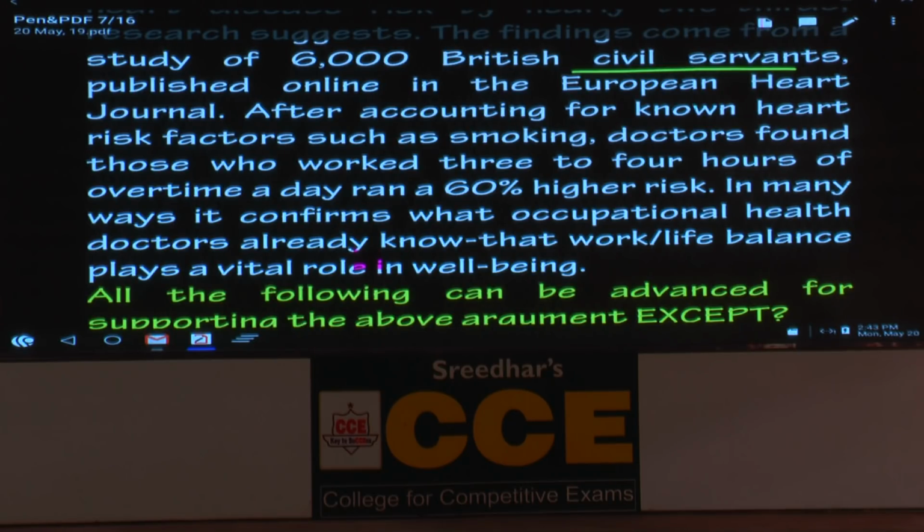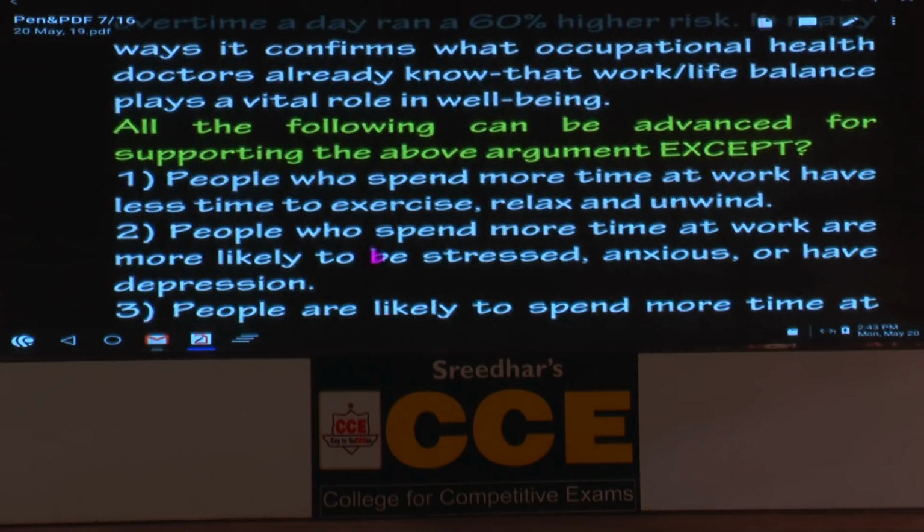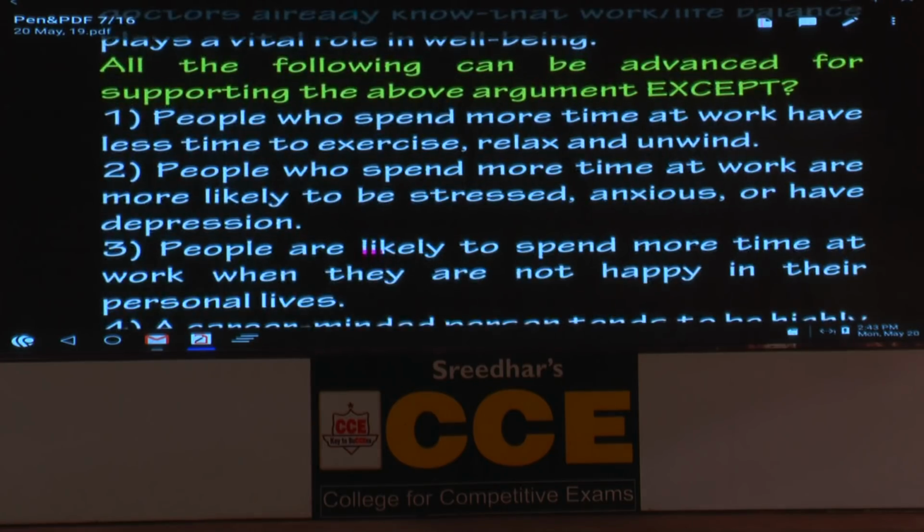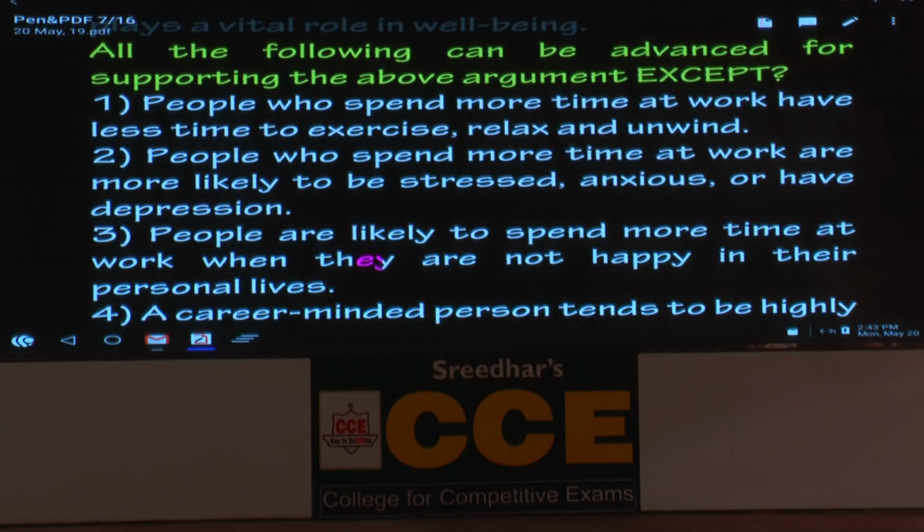That is very important. Balance of what? Work and your personal life. Now the question is what? All the following can be advanced for supporting the above argument except which one? What is the first option here? People who spend more time at work have less time to exercise, relax or unwind. Seems right or wrong? Right. People who spend more time at work are more likely to be stressed, anxious or have depression. Too much of work also leads to all these problems.